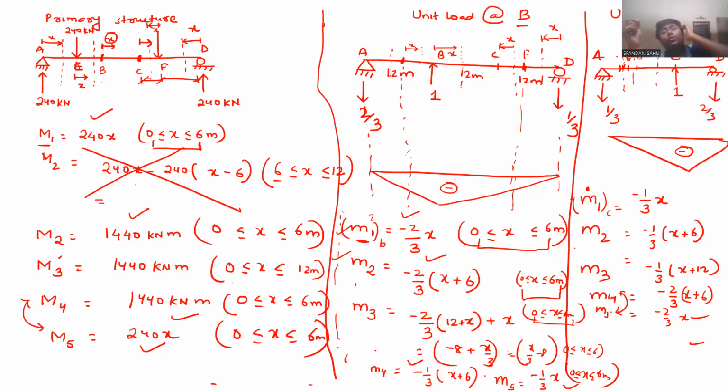And is the C point moving anywhere? No, that will be equal to 0. That arises from the compatibility equation. And in a similar way, you apply one unit load, due to one unit load, you will get this M1B, M2B, M3B, M4B, M5B. That M1, M2, M3, M4, M5 for each force system.